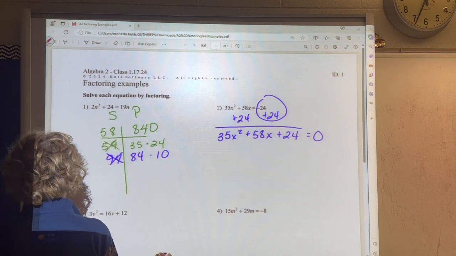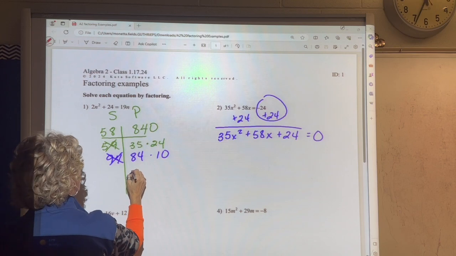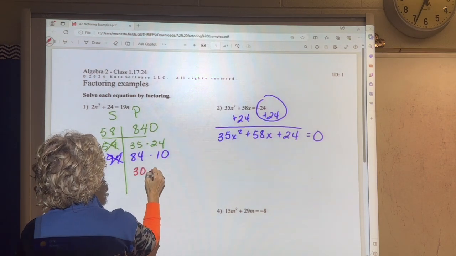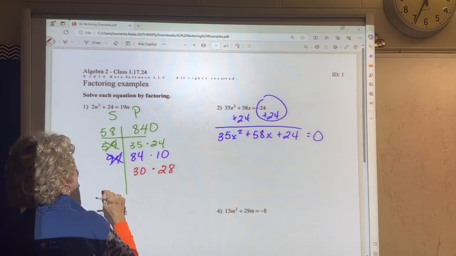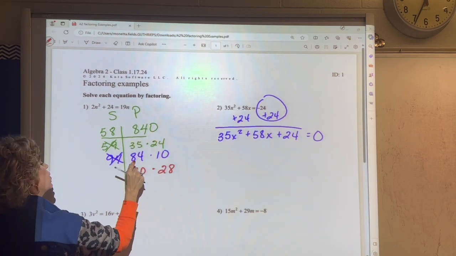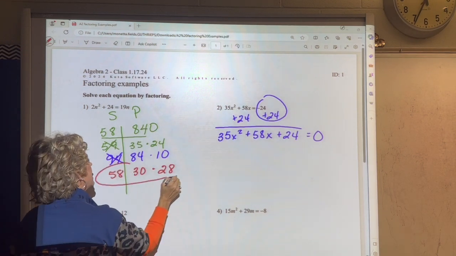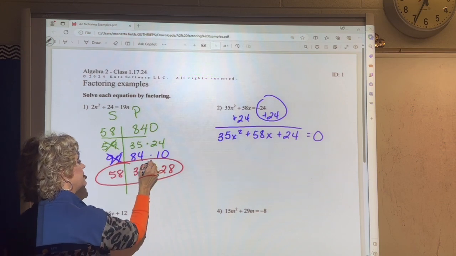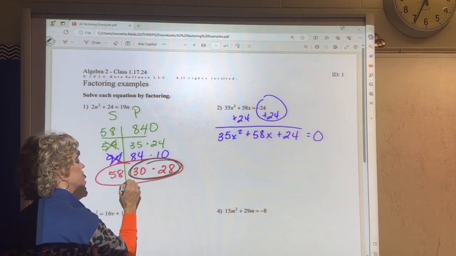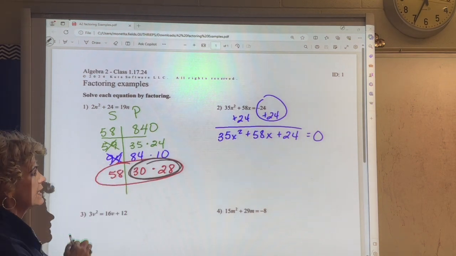So let's pull up a red one. Let's see. This 35 and 24 was really close, and I believe 30 and 28. Those will multiply to be 840. Those also add to be 58. So this is what I'm going to use. My sum and product chart is completed. There we go. I'm going to use this 30 and this 28, and I'm going to replace my linear term.